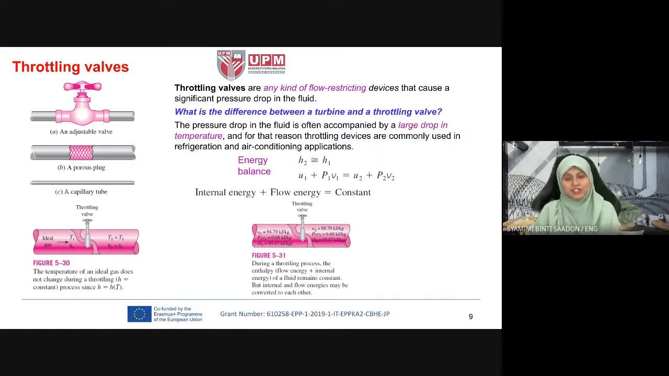For air conditioning and refrigerators, of course, the function is to cool the room, to cool the refrigerator. So if we have this throttling valve and we restrict the flow, it means that we drop the pressure. If the pressure is dropped, then the temperature is dropped as well. So it is good for cooling purposes.